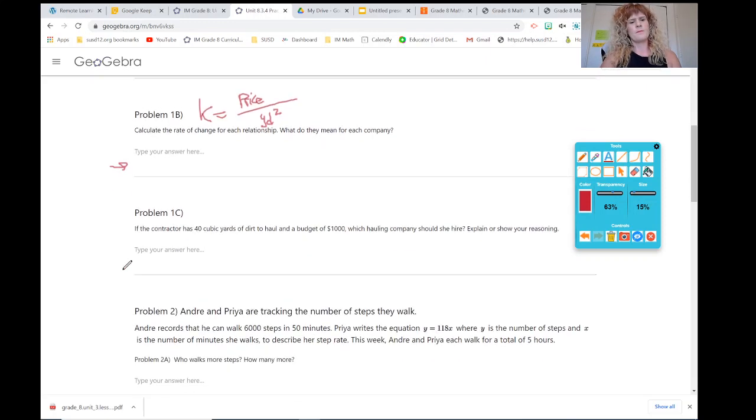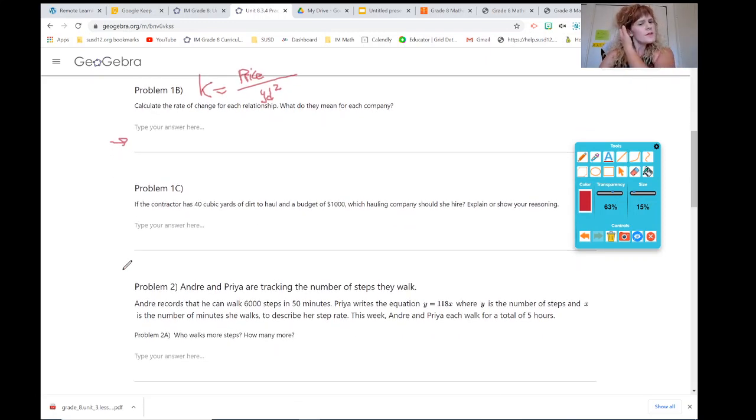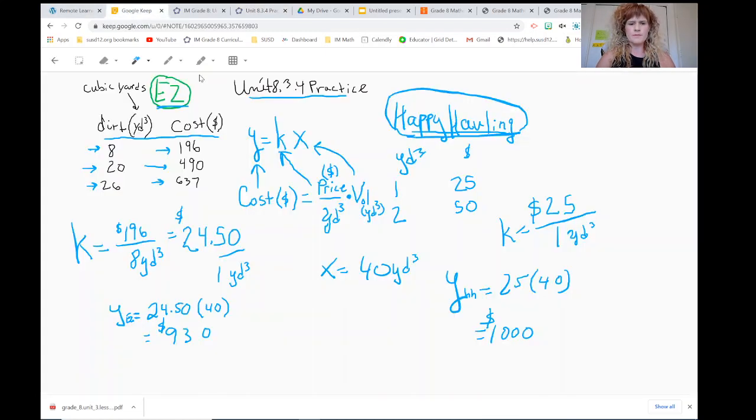Problem C, if the contractor has 40 cubic yards of dirt to haul and a budget of $1,000, which hauling company should she hire? Explain or show your reasoning. Okay, she only has $1,000. She has to haul away 40 cubic yards of dirt. Which company should she use? Well, Easy is going to cost $930.